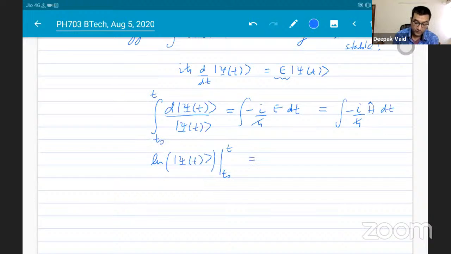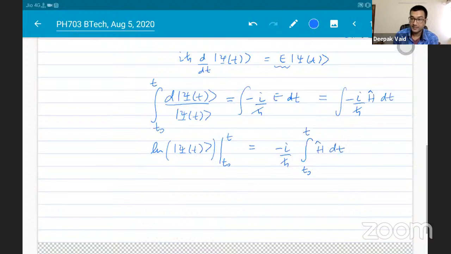Okay, and on the right I would get whatever this integral is. It would be minus i over h bar integral from t naught to t of h dt, where h is some operator, so it's a matrix.